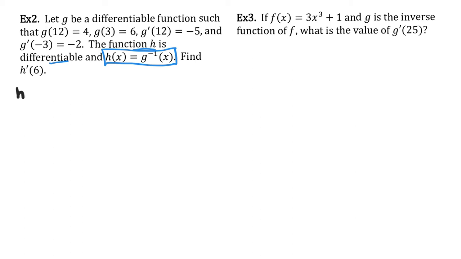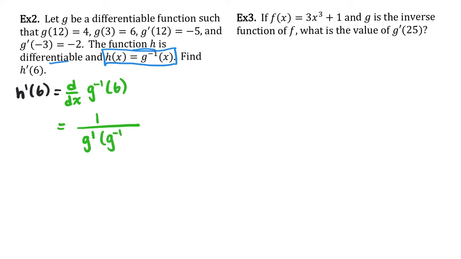I'm trying to find h prime of 6. They gave me no information about h in any of these data points, so I'm going to have to use the fact that h of x is the inverse of g. So I actually want the derivative of the inverse of g at 6, which means I need to use the crazy formula. According to the formula, I'm going to do 1 over g prime of g inverse of 6.